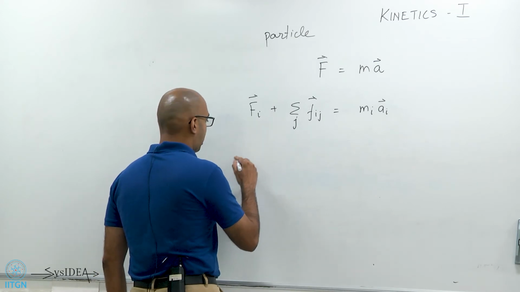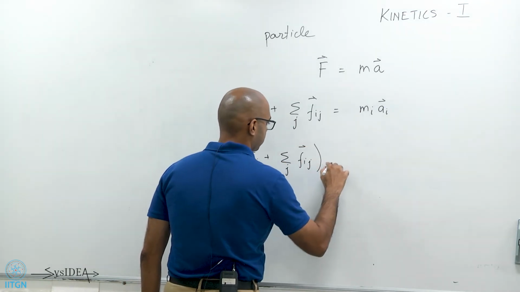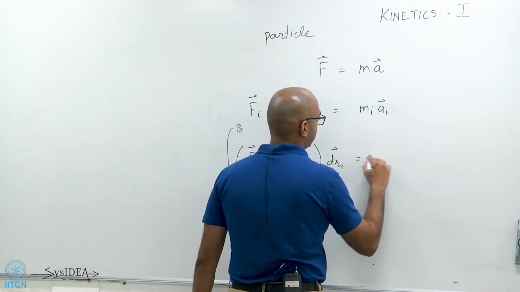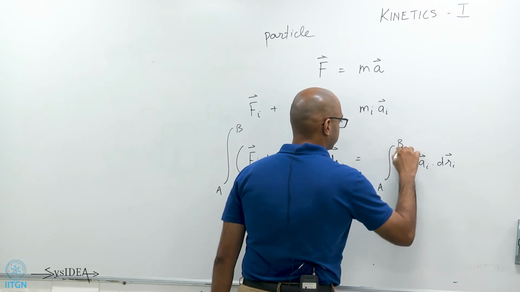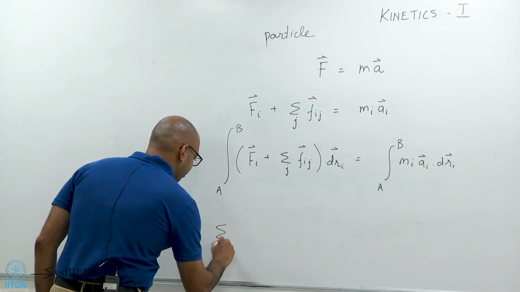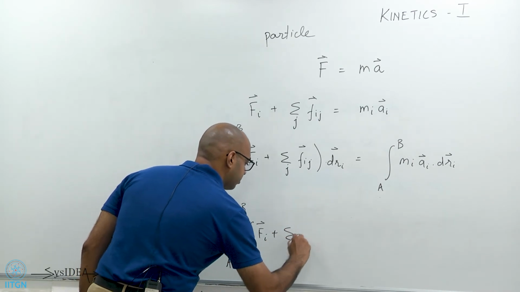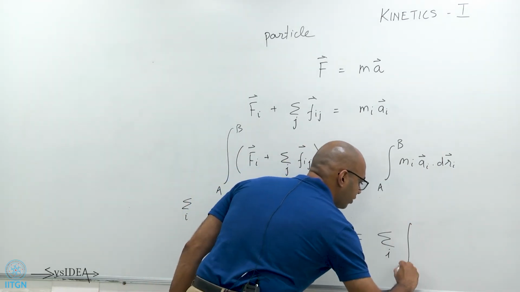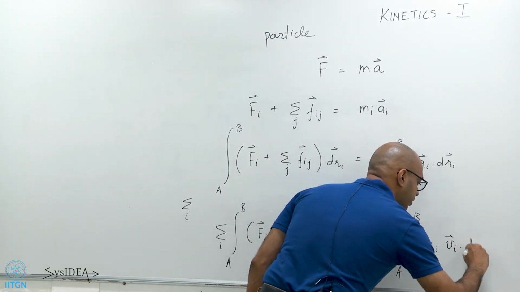Now let me dot with dri on both sides, and then integrate, going from configuration A to B. So now if we sum over i particles on both sides, on the left hand side I get sum over i, A to B, Fi plus sum j Fij dot with dri, and on the right hand side I get sum over i, but again I can write this as vi dot with dvi.